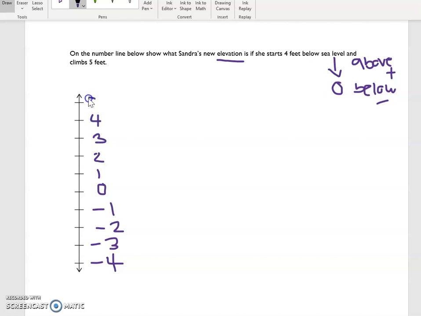Again, on this example, what I want you to do is show me the starting point. Again, 4 feet below sea level here. And climbing 5 means I'm going to move 5 spaces up. 1, 2, 3, 4, 5. So in this problem, what I just modeled for you is -4 plus 5 equals a +1. Notice here when I answered that this was a +1, we don't need to include the plus sign. We can assume positive values as long as it doesn't have a negative symbol.